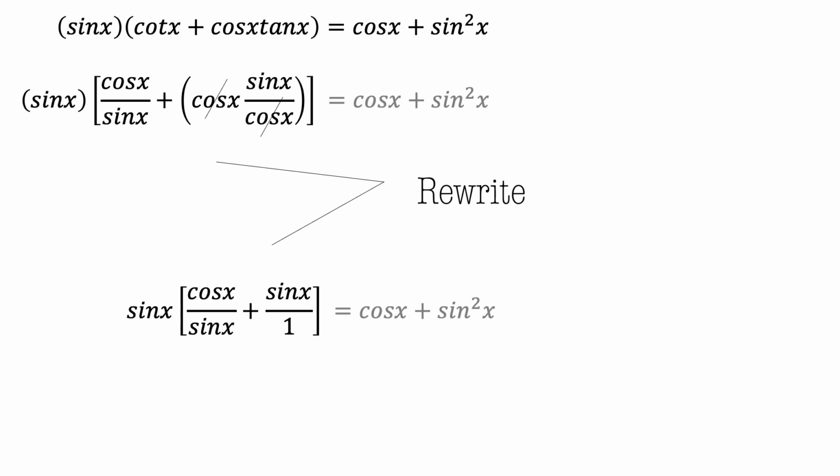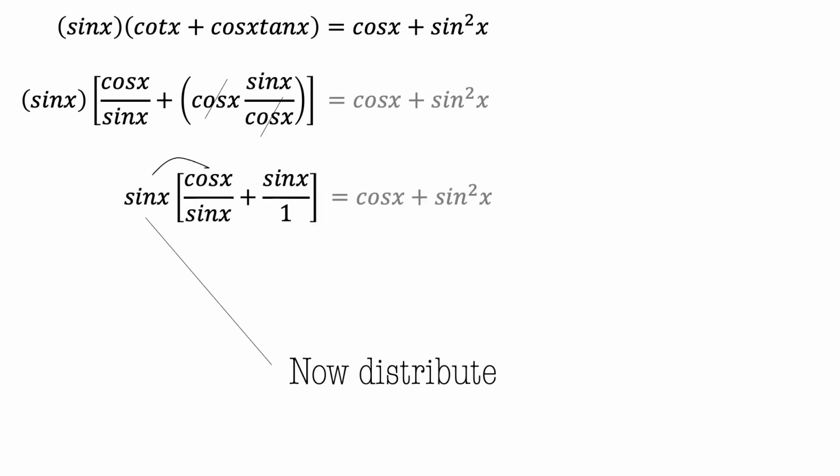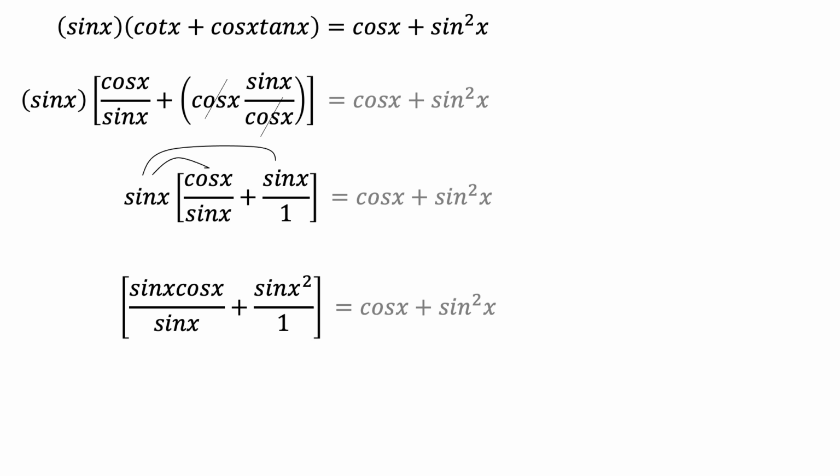And now we see that we can distribute the sine of x outside the parentheses to the first term and then to the second term within the parentheses, which gives us the sine of x times the cosine of x divided by the sine of x plus the sine of x squared.